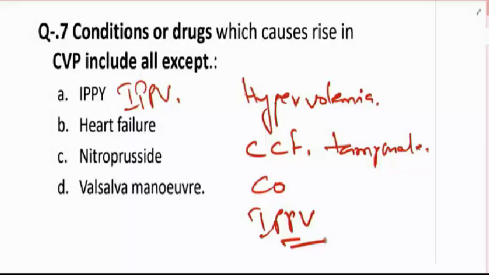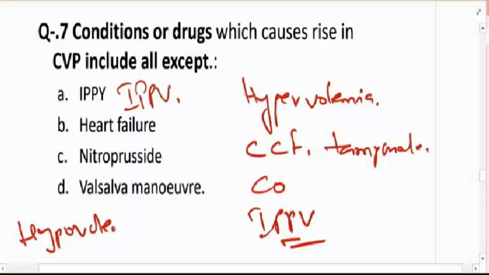On the other hand, the CVP is decreased in hypovolemia or shock, and it is decreased by vasodilatation. The vasodilatation will cause a relative hypovolemia. For example, drugs like nitroprusside, nitroglycerin, they cause vasodilatation and they will decrease the CVP.